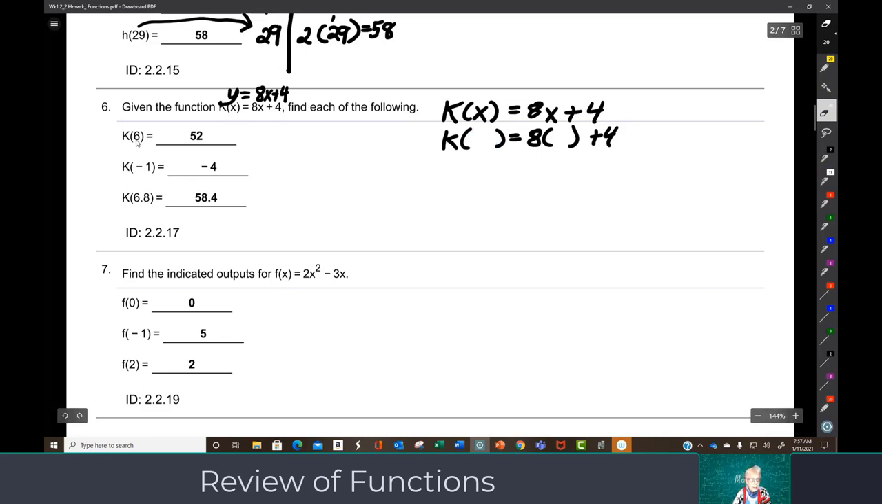No, I have to look here. K of 6 equals 8 times 6 plus 4. That means I've got 48 plus 4, which is 52. Yes, another, this is coffee. Another hit of coffee.